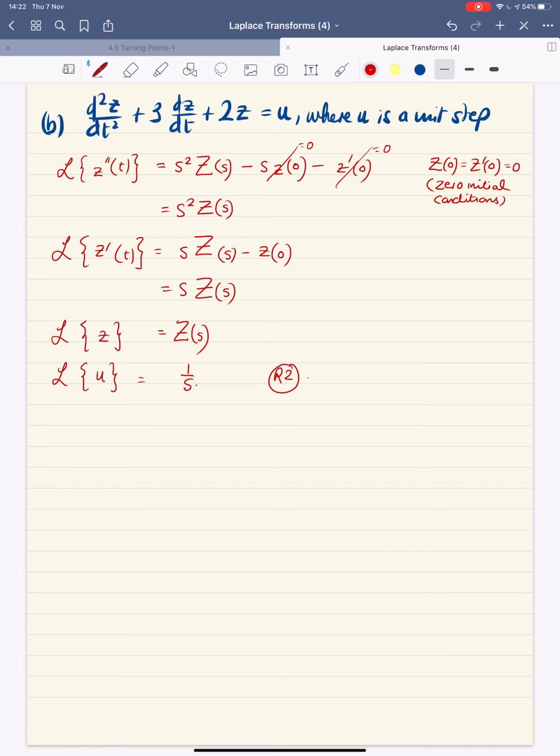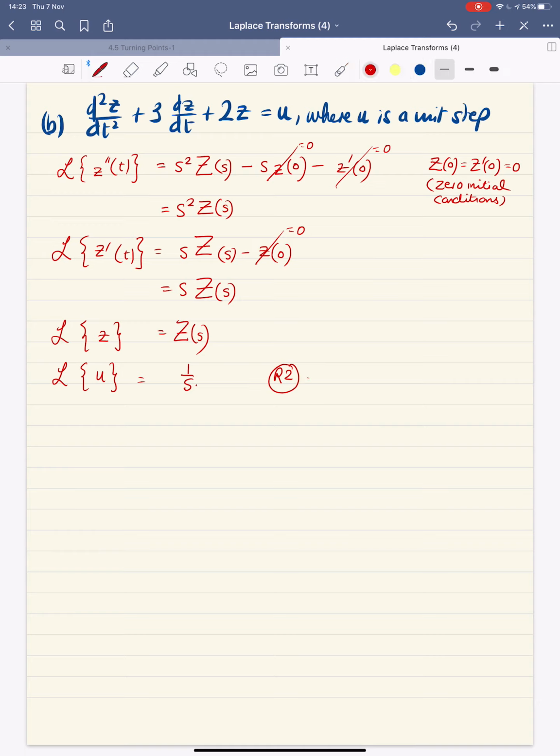Next one, the Laplace transform of dz by dt is s Z(s) minus z(0), and z(0) is 0, so it's just sZ(s). The Laplace transform of z, this next one, is Z(s), and the Laplace transform of the unit step is 1 over s, and that's from row 2.